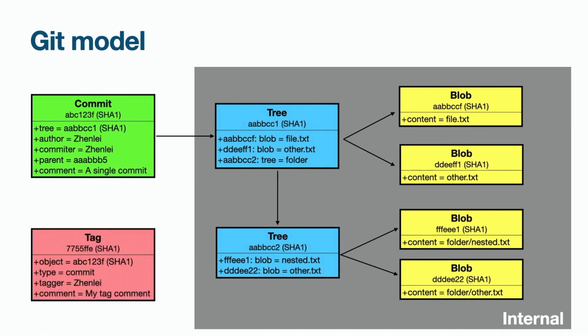And the fourth model is the tag. And the tag is basically what you do when you do some release. They point to some commit. Cool. These are the 4 models.